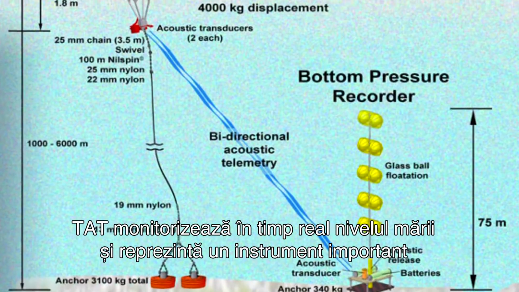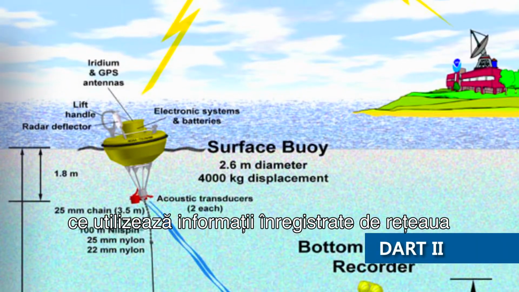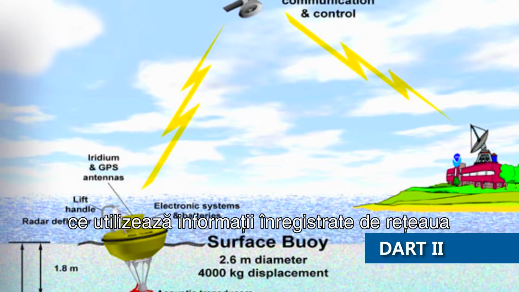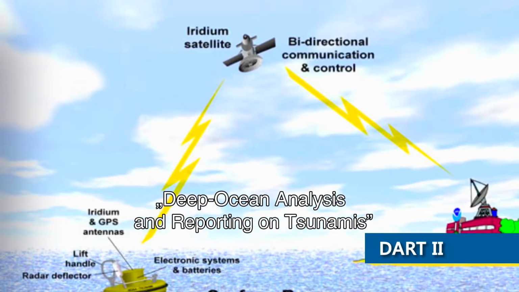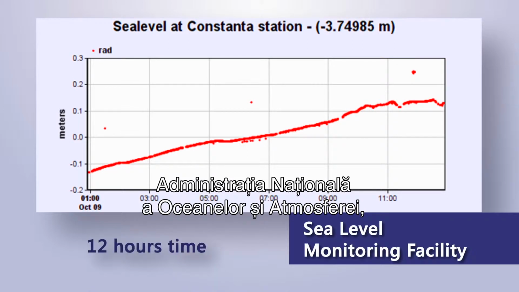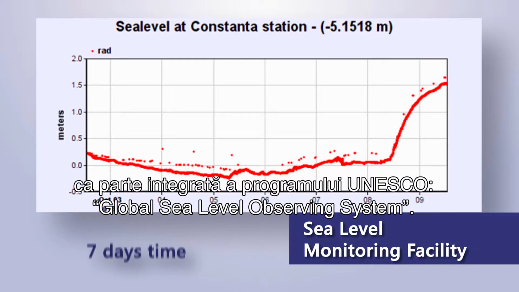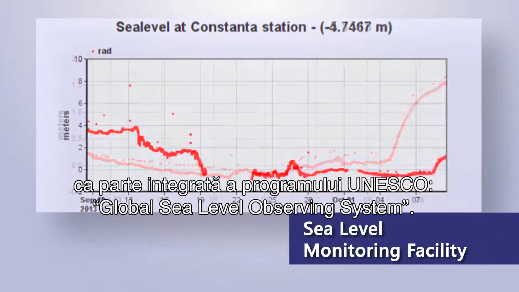TAT registers the level of the sea in real time and represents an important tool in the tsunami analysis as it uses information from the Deep-ocean Assessment and Reporting of Tsunamis network, the National Oceanic and Atmospheric Administration, and the Sea Level Monitoring Facility within UNESCO's program Global Sea Level Observing System.